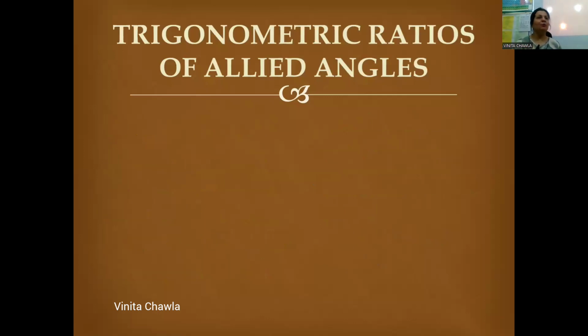Similarly, if we have pi by 2 plus theta, then what? Sine pi by 2 plus theta is cos theta, because sine and cos are complementary. So we have pi by 2 here, 90 degree here. And we are adding an angle to 90 degree. When we add an angle to 90 degree, it goes to the second quadrant. In the second quadrant, we have only sine and cosec positive and the other trigonometric ratios are negative. So sine of 90 degree plus theta becomes cos theta.